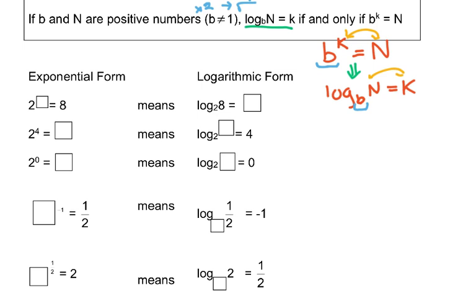So here we go. Exponential form. 3 to what power equals 8? Well, 2 to the third power equals 8. So in log form, 2 is the base of our exponent, so it becomes the base of our log. And then we switch the next two. So log base 2 of 8 would then equal 3.